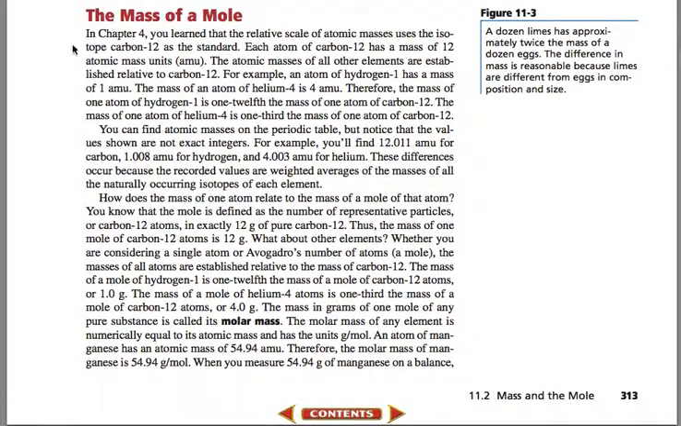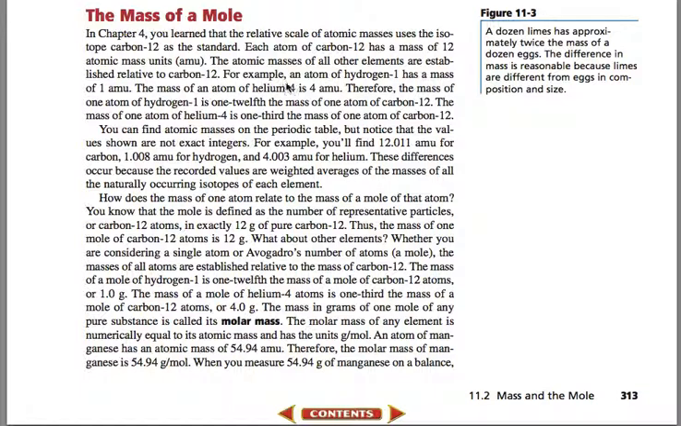In chapter 4 you learned that the relative scale of atomic masses uses the isotope carbon-12 as the standard. So every other mass is going to be compared to carbon-12. Each atom of carbon-12 has a mass of 12 atomic mass units, AMU. This is the unit of measurement for the mass of atoms, okay? And carbon-12 has a mass of 12. So every other mass of an atom is relative or related to the mass of carbon-12. The atomic masses of all the other elements are established relative to carbon-12.